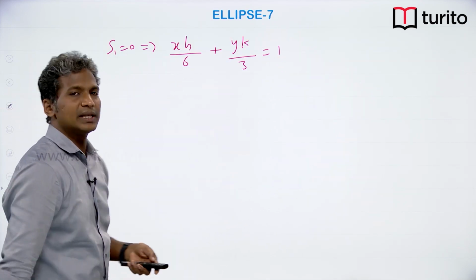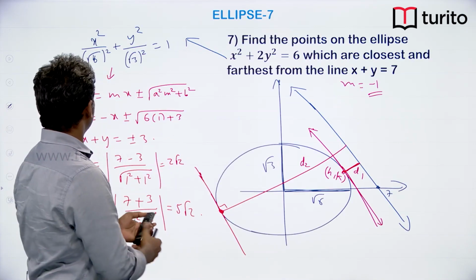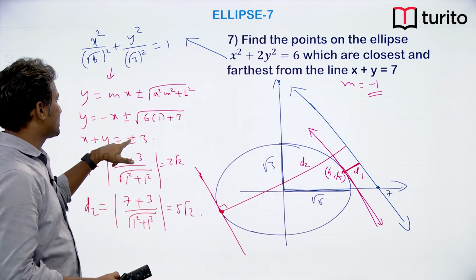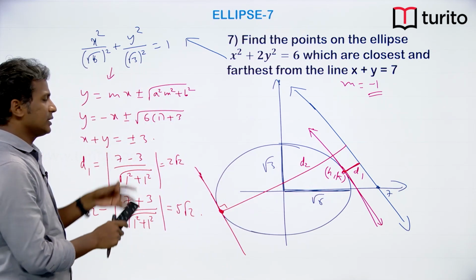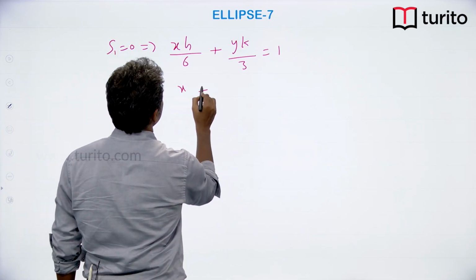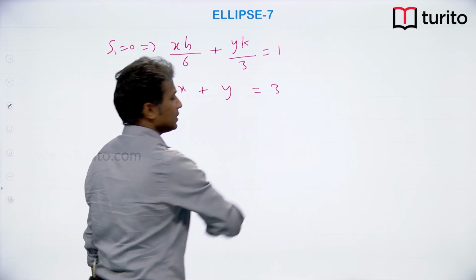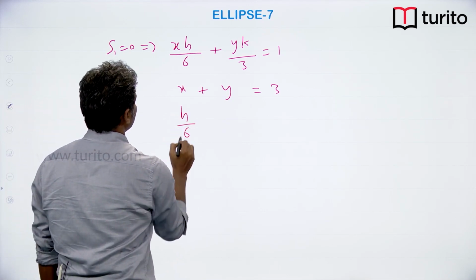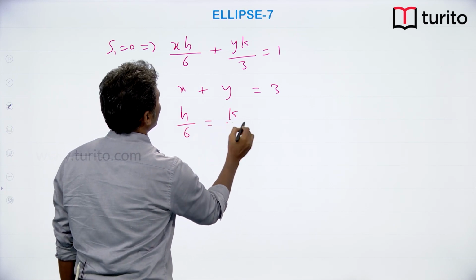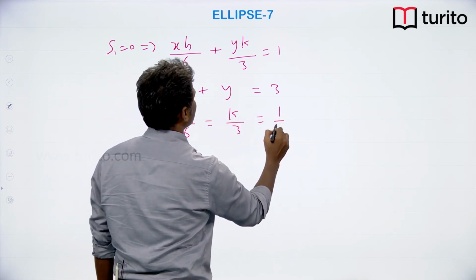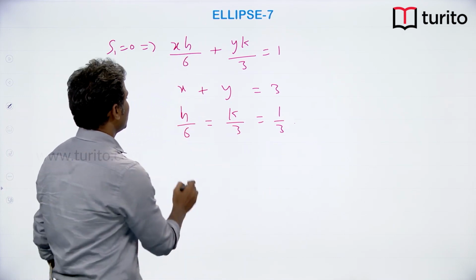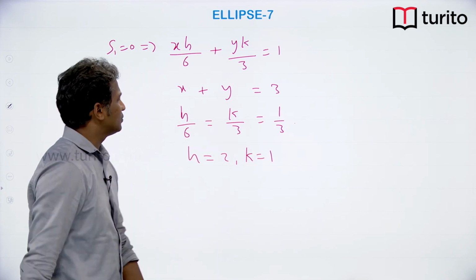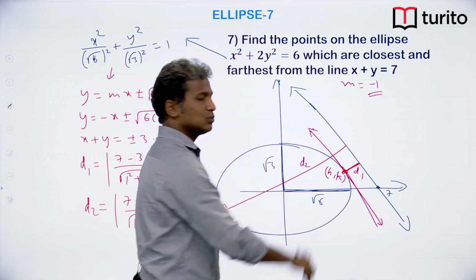Now, let us just compare this directly with the equation of tangent. The tangent which is lying in the first quadrant will have plus as the coefficient of 3 here. So, we can write it as x plus y must be equal to 3. So, we can directly compare the coefficients here. So, h by 6 by 1 equal to k by 3 by 1 equal to 1 by 3. So, what is the point that we are getting? h we are getting as 2 and k we are getting as 1. So, the first point is going to be 2 comma 1.